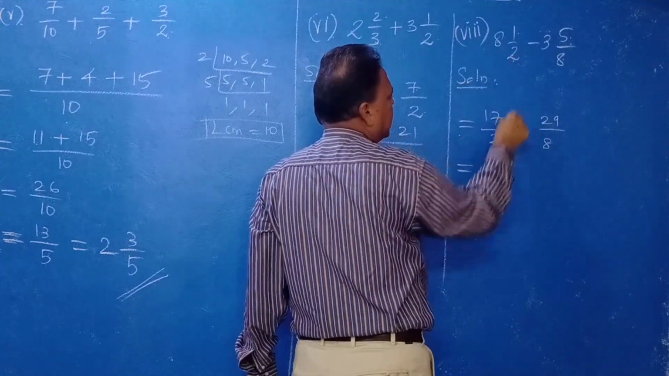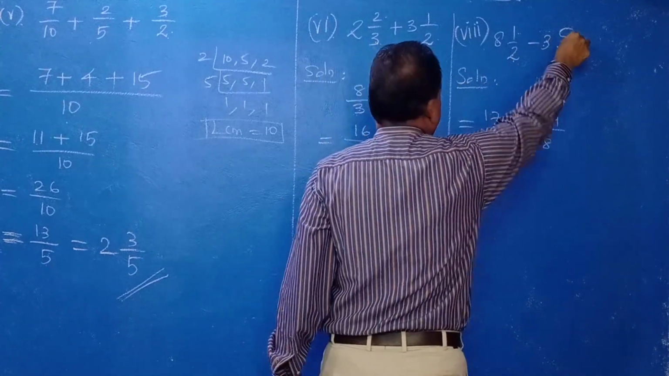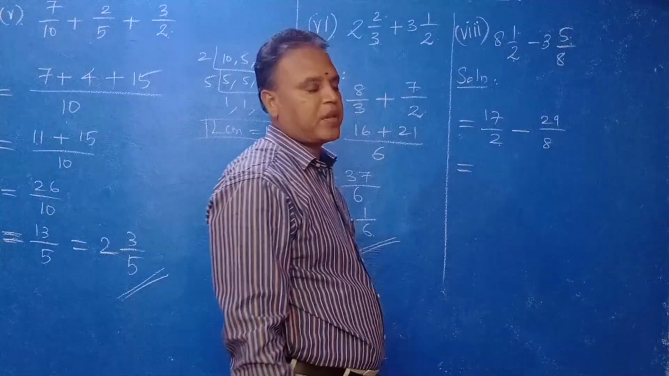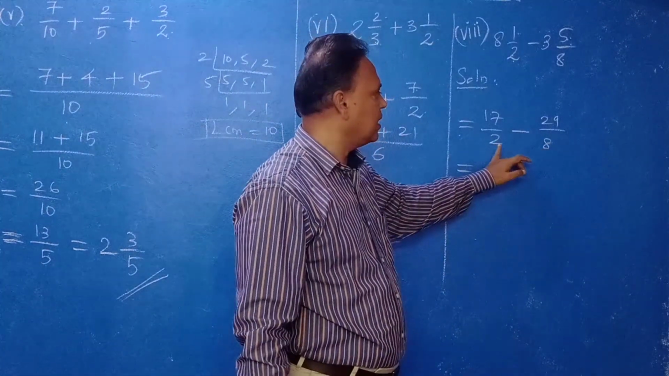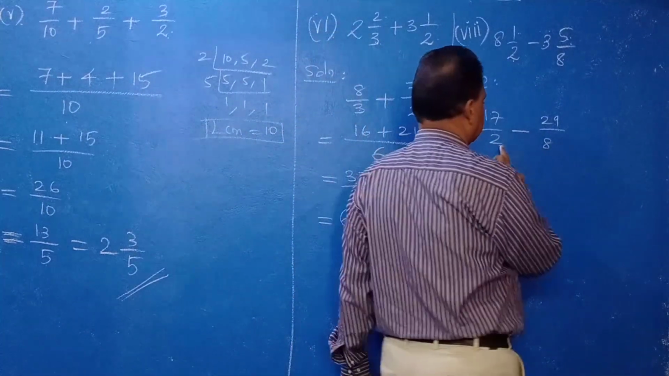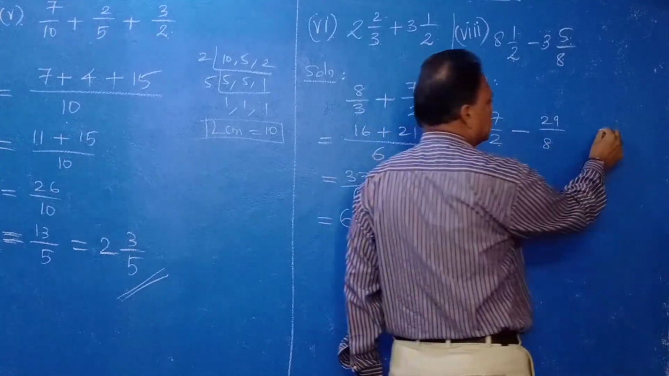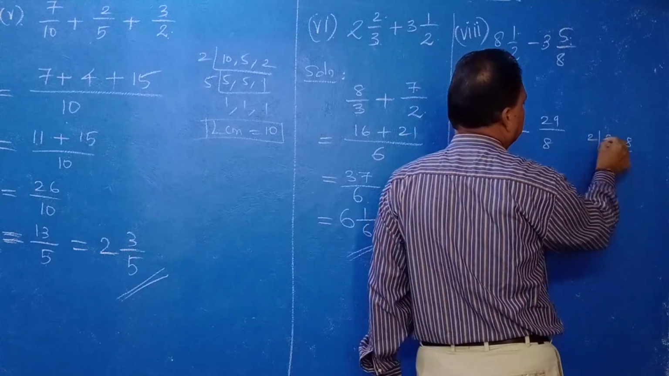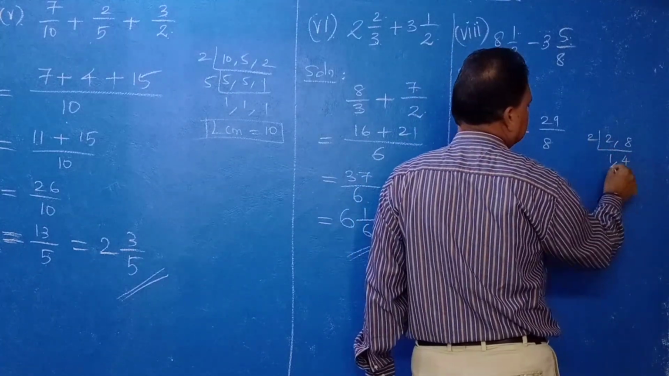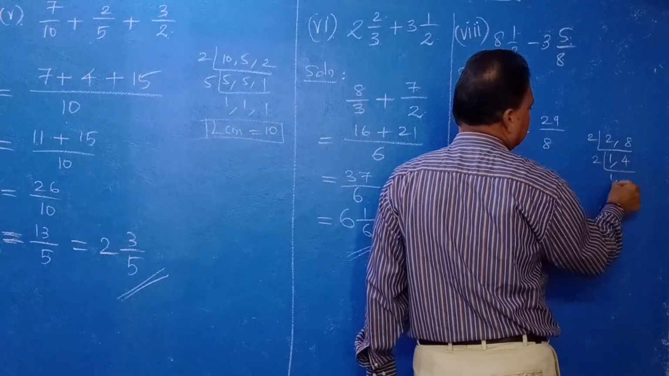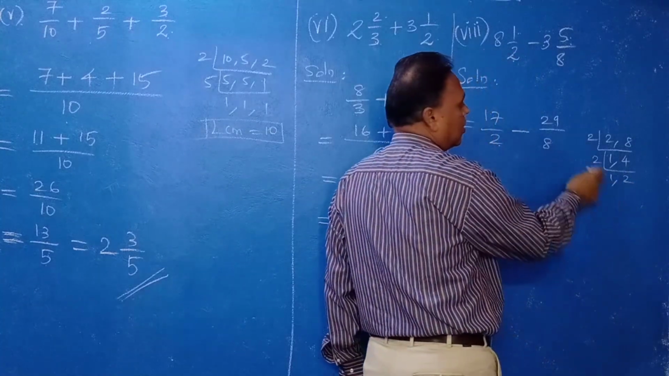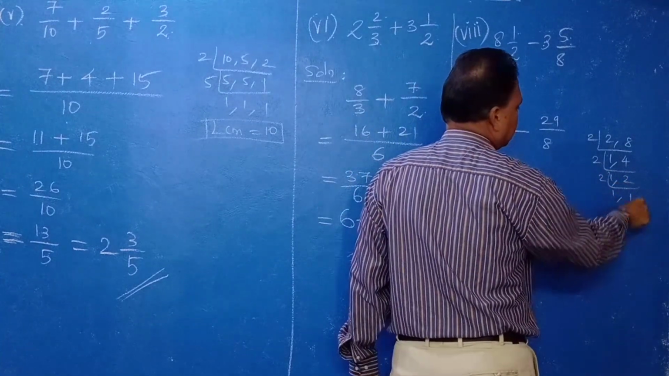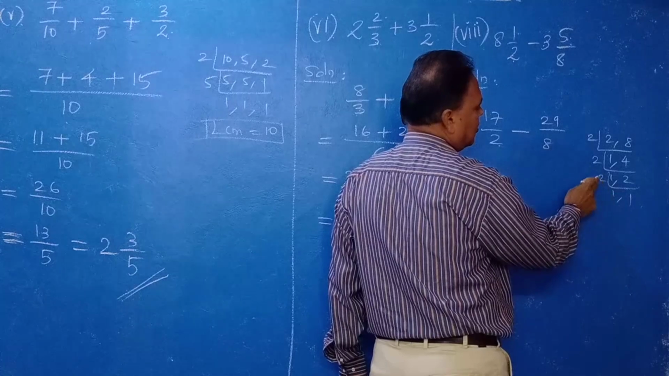17 over the denominator, write as it is. 24 plus 5, 29 by 8. Right. Now take the LCM. Here, one prime number and one composite number, so you take the LCM. That is better. 2 table, 4 times. Again 2 table, 2 times. Again 2 table, 1. So what is the LCM? 8.